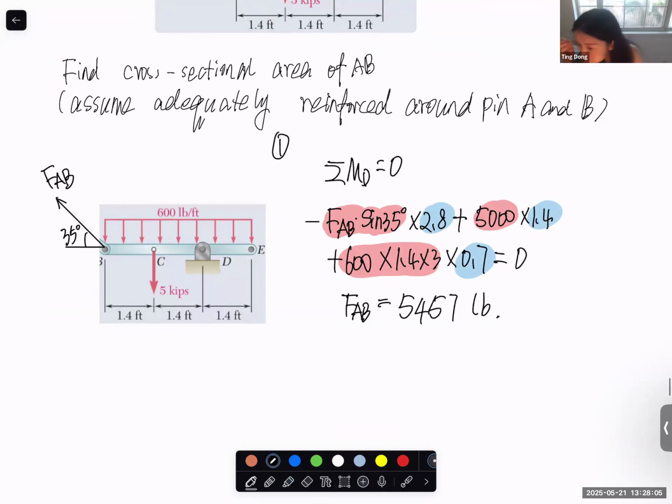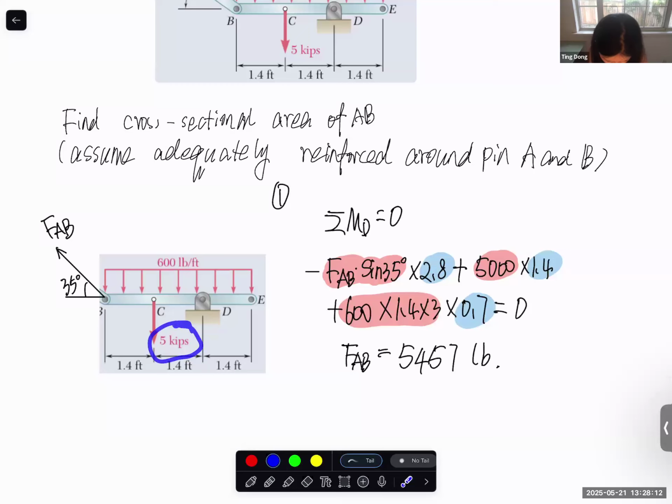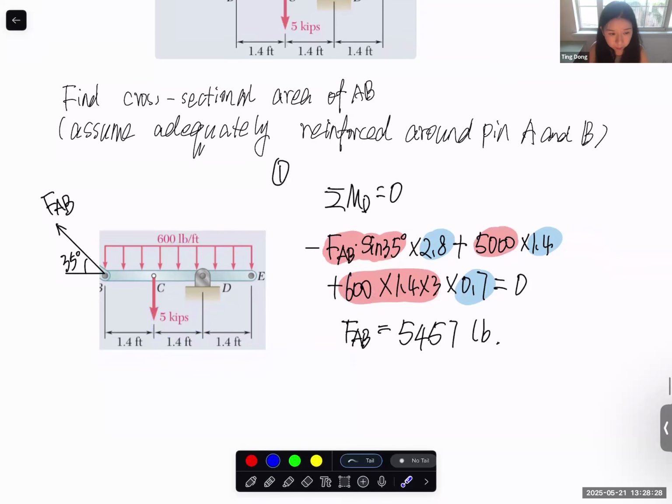Second step, do we need to convert the units? Yes, I already did because this is the 5 kips. I use 5,000 here. Right. This is already 600, so I use 600. For the feet to inch, since all this moment has the same dimension, it doesn't matter.